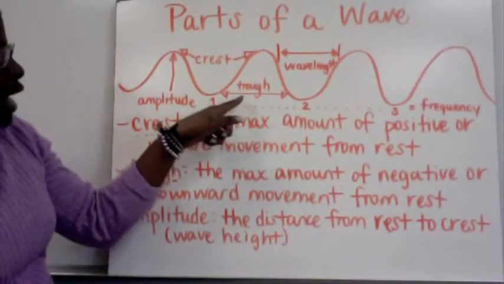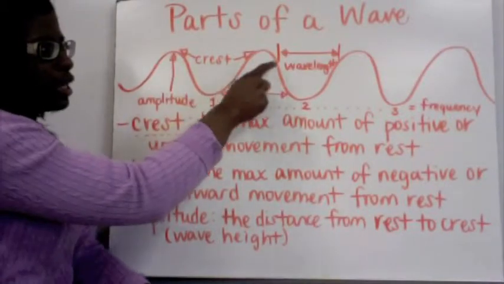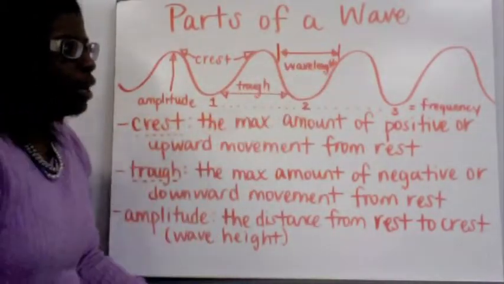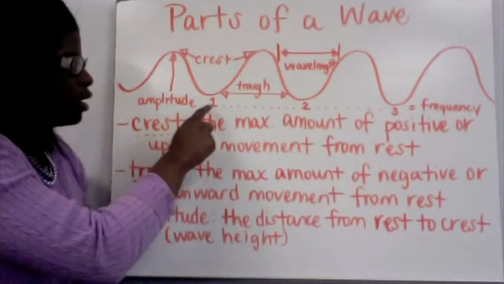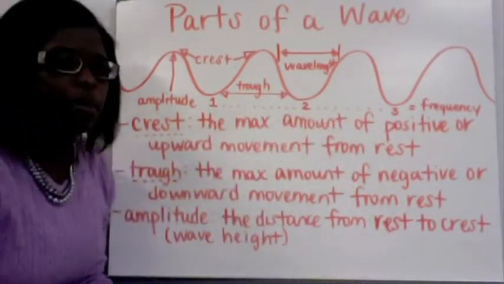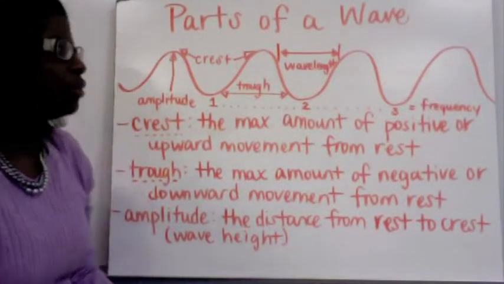I also put in this diagram up here wavelength. Remember, wavelength is the distance from one crest to the next, so that's why you see the double arrow. And then frequency is the amount of cycles per second. Here I have the numbers 1, 2, and 3, so that means we would have 3 cycles per 1 second, or for every 1 second.